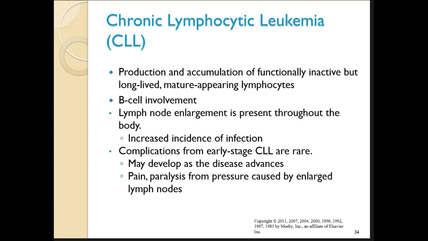Complications are rare in the early stages, but may develop as the disease advances. Pressure on nerves from enlarged lymph nodes can cause pain and even paralysis for the patient. Mediastinal node enlargement leads to pulmonary symptoms, and because this disease is mostly found in older adults, treatment decisions must be made by considering the progression of the disease and the side effects of treatment.